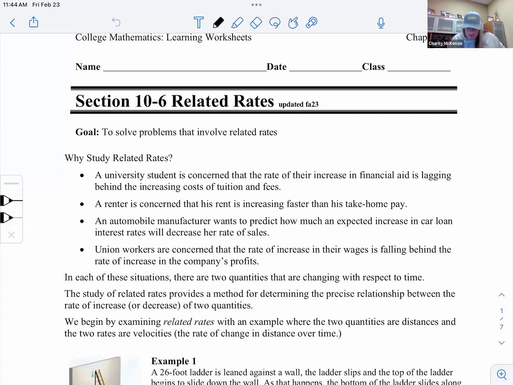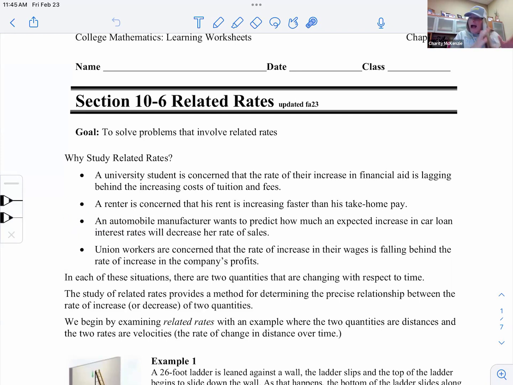Or the other example they put in here is a renter who is concerned that his rent is increasing faster than his take home pay. That's been an issue with teacher pay. In Idaho, the teacher pay is so terrible that it didn't keep up with your rent at all. Wyoming does pay their teachers fairly well. Still, a little bit lower, but not bad. Way better than Idaho.